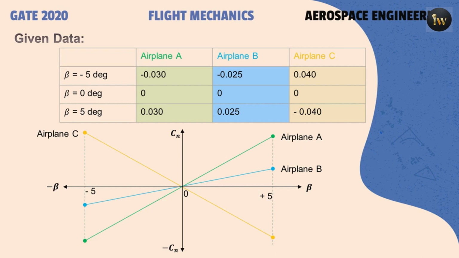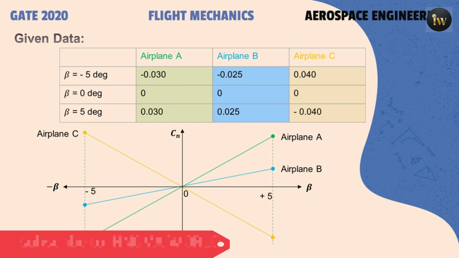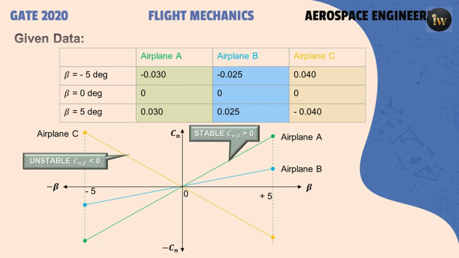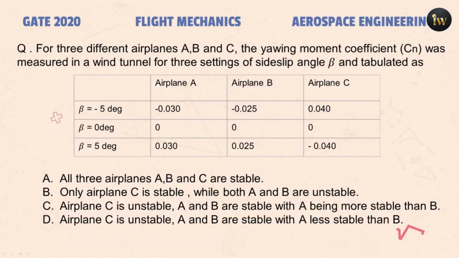Now based on the directional stability, it is known that when Cn beta is greater than 0, it is stable, and when it is less than 0, it is unstable. So first we will plot a graph between Cn versus beta. Based on the graph, when the curve is positive, it is stable, and when the curve is negative, it is unstable. So we can clearly state from this graph that option C is the right option: airplane C is unstable and A, B both are stable, with A being more stable than B.